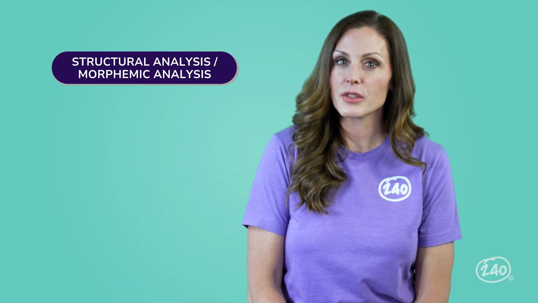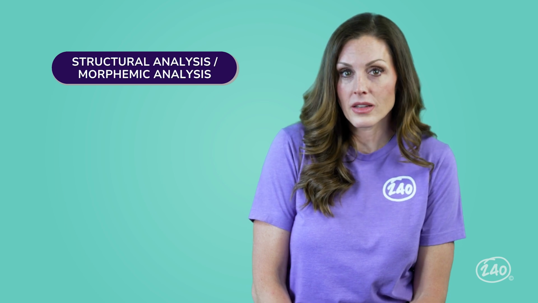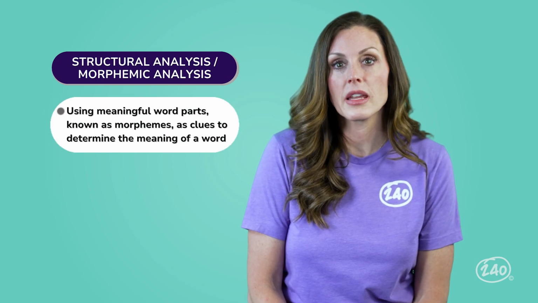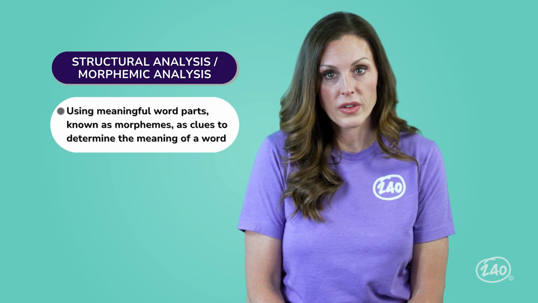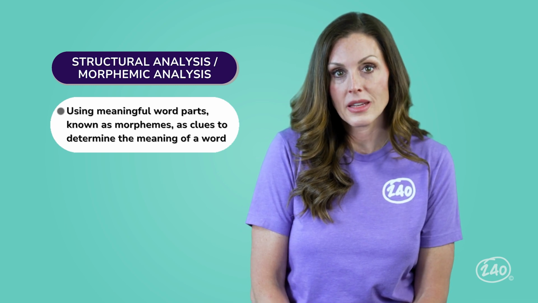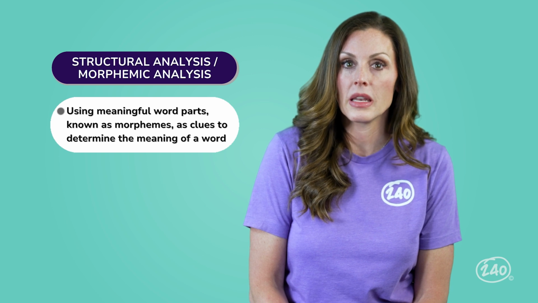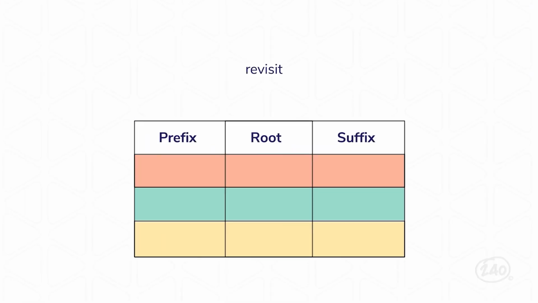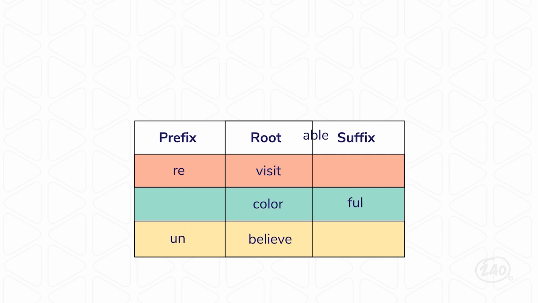Structural analysis, also known as morphemic analysis or simply word analysis, refers to the process of breaking words into meaningful parts, or morphemes, to determine what those parts mean and putting them back together to determine the meaning of the whole word. Those meaningful parts are often prefixes, root words, and suffixes. Here are some examples. Revisit. This can be broken into the prefix re and the root word visit. Colorful. This word has a root, color, and a suffix, full. Unbelievable. This one has a prefix un, root believe, and suffix able.